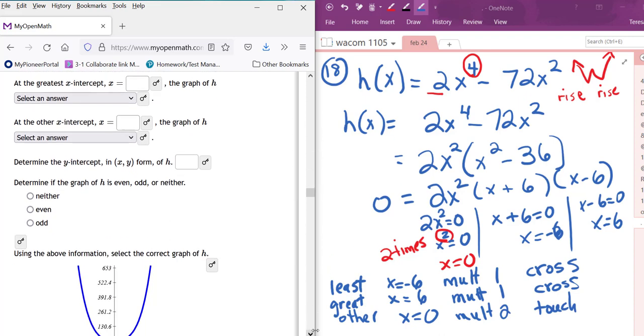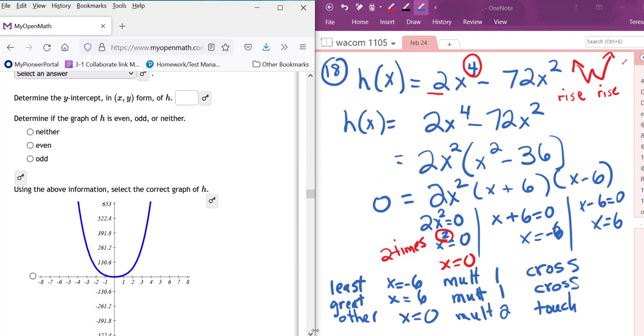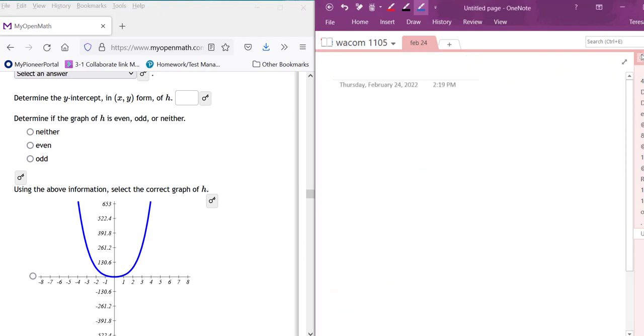They did ask us a little bit more on this one. All right, so they have asked us for the y-intercept in xy form of this function. For y-intercept, you plug 0 into x. So we will write it. I just need a new page. 2x to the 4th minus 72 x squared.